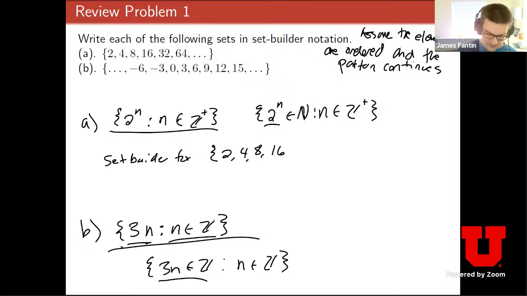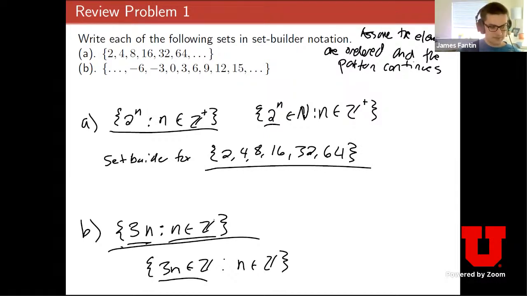But let's take a look at a different question. Let's do a set builder notation for 2, 4, 8, 16, 32, 64. So just this set with 6 elements. How could we do a set builder notation here?